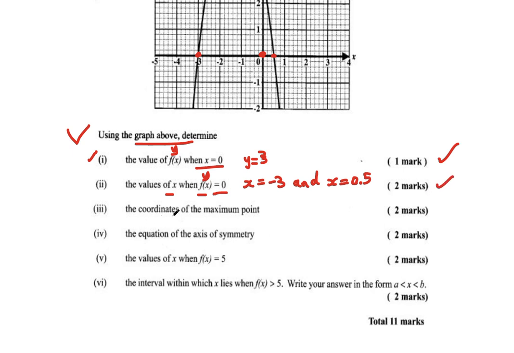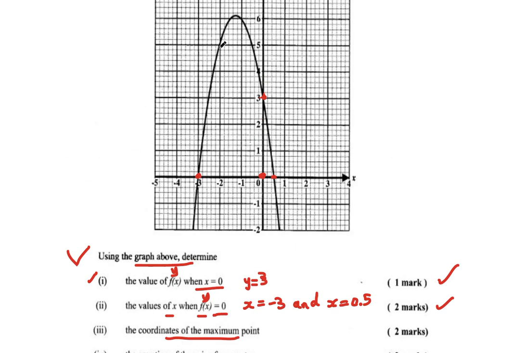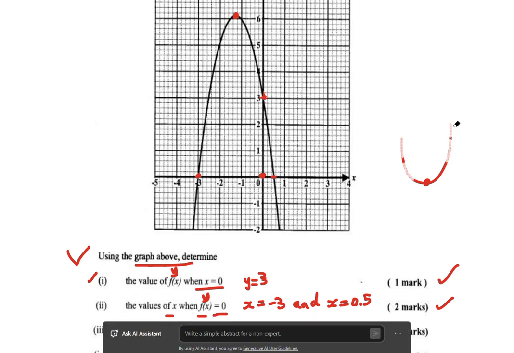Then in number 3, we're asked to write the coordinates of the maximum point of the parabola. The maximum point occurs here. That's the highest point in the function, the highest point of the graph. So we call that the maximum point. When there's a maximum point, the graph turns downwards like this. And when there's a minimum point like this, it goes upwards. So in this case, we're asked to identify the maximum point.